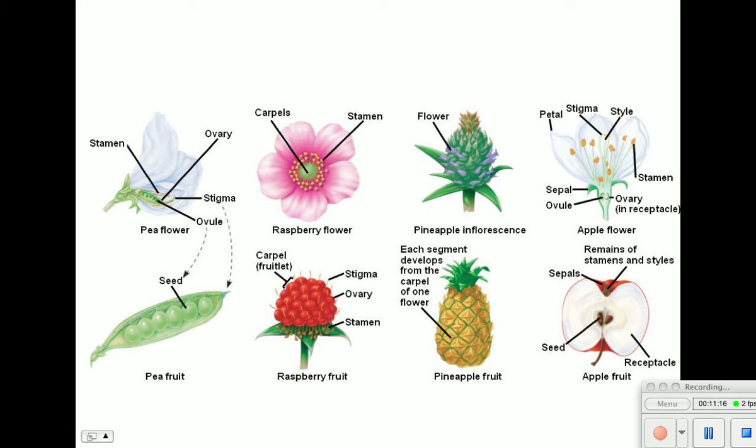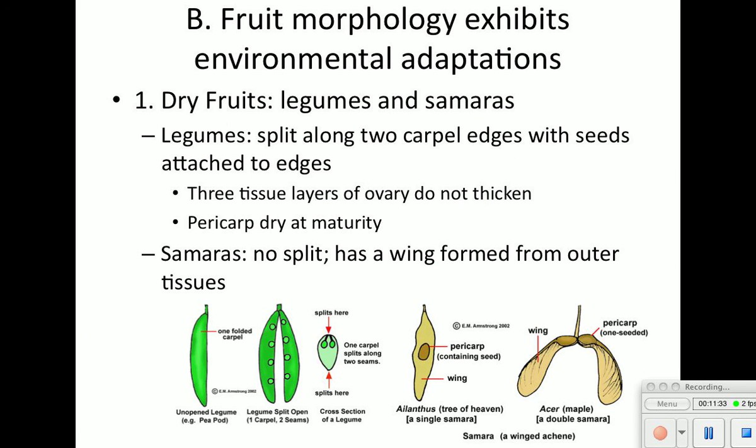Okay, so here are some other fruits. Like pea plants, raspberry fruits. You can kind of see all the reproductive structures for it. But I think the easiest would be an apple, because we can see the exocarp, the endocarp, and then the mesocarp.